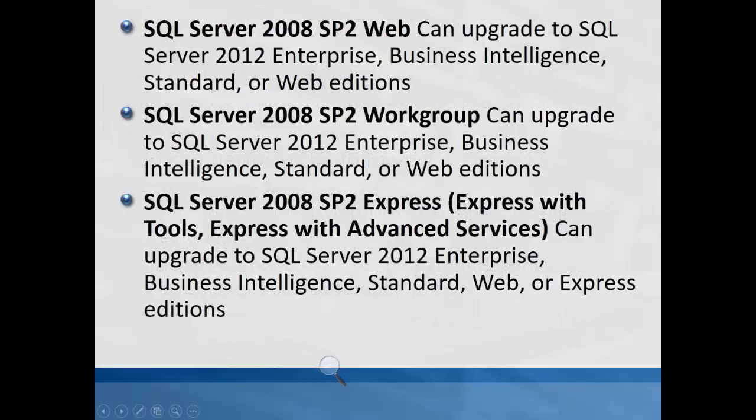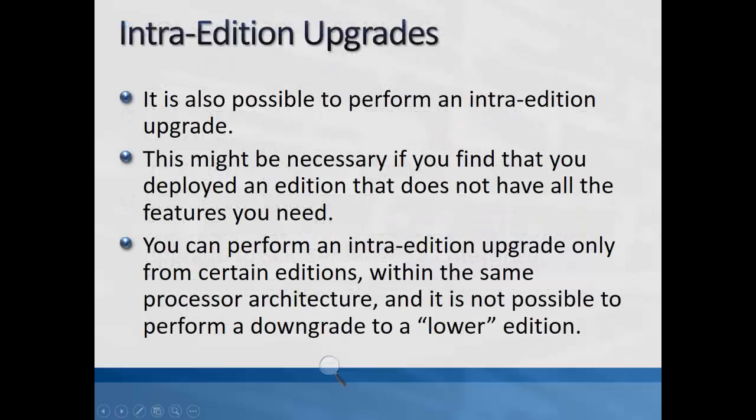Anyway, yes, then there is Web edition, which can upgrade to enterprise, standard, and web editions. Workgroup edition can upgrade to all of the others: enterprise, business intelligence, standard, and web editions. This could make a very good quiz question. SQL Server 2000 Express with Tools and Express with Advanced Services can upgrade to anything, all the above mentioned. So this is just a table we will only use when we are planning to do that.